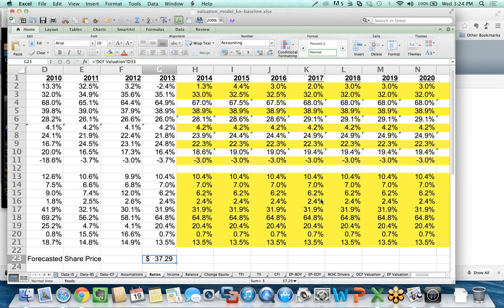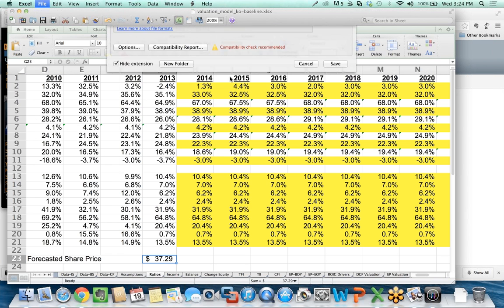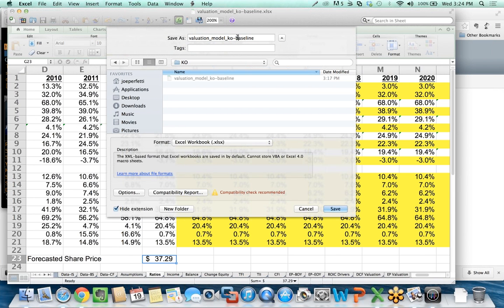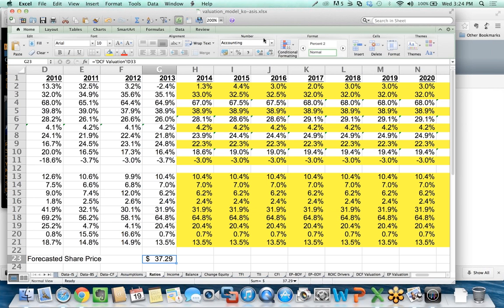So if I take a step back, and I'm going to save this as my as-is file. I've now completed what I would call the as-is valuation. And now I have to explain my assumptions. So essentially, I've put in some assumptions to get to the current share price, and I need to explain what changes I made and why I made them.